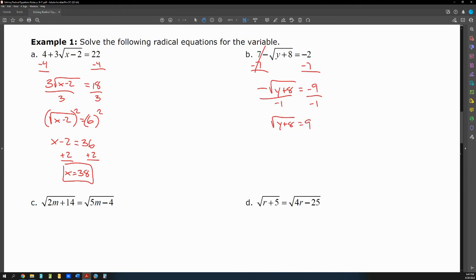And then to get rid of that square root, we're going to square both sides. And notice that every time I'm squaring, I'm using parentheses because I want to square the entire side. So on the left-hand side, we're just left with y plus 8. That square root and square cancel out. On the right-hand side, we have 81, 9 squared. Finally, subtracting 8 from both sides gives us our answer of 73.